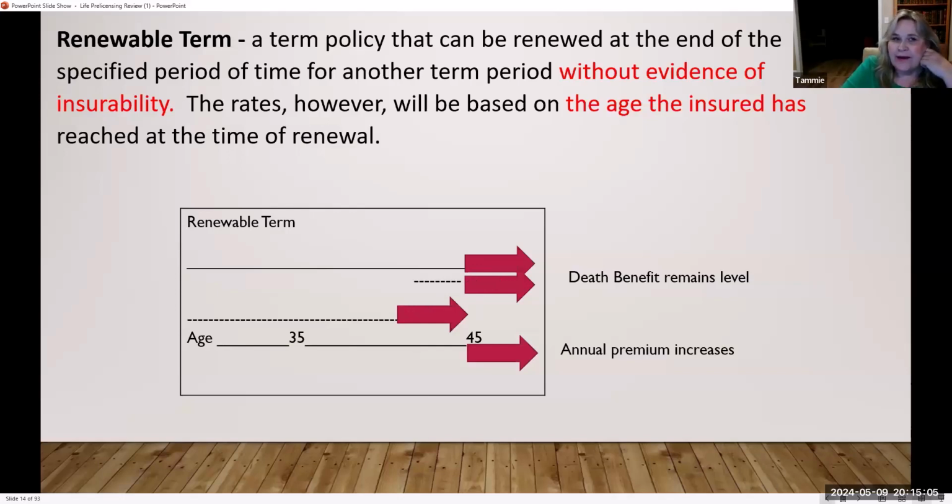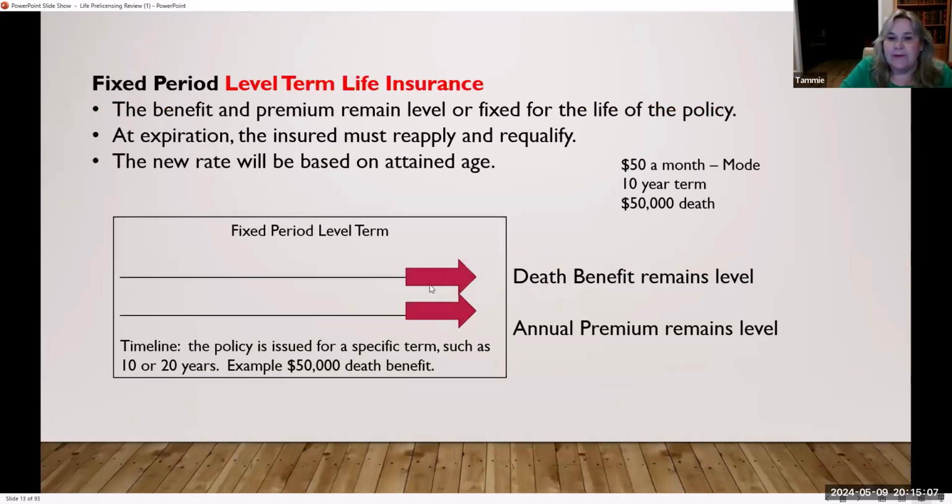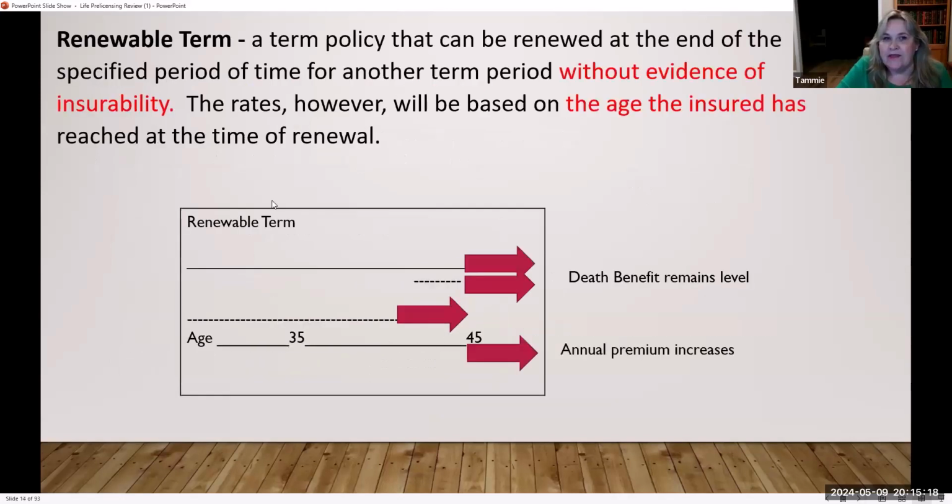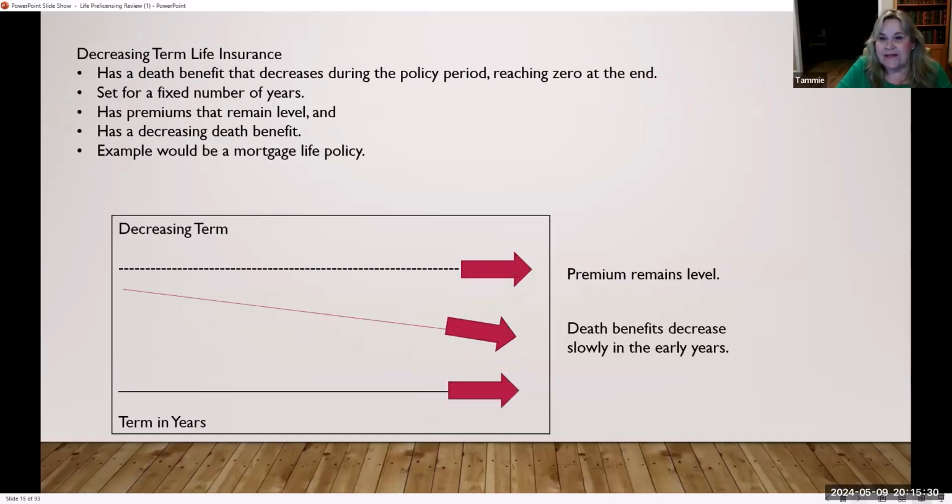So when you're talking about a level term premium, keep in mind for that term, for that 5-year, 10-year, 15, 20-year, whatever term it is, death benefit stays the same, premium stays the same. Okay, then you can renew it. Death benefit will still stay the same, premium will go up, but there won't be any evidence of insurability, as it will be as if you are still healthy, which is a very nice thing to have.